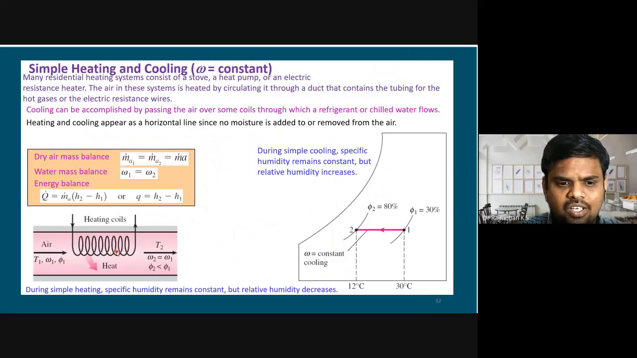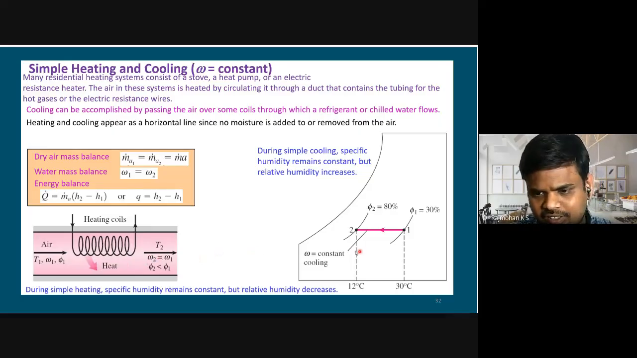Okay, and if you look at a process like simple heating, what is to be done? The air enters with a temperature and with a particular humidity. What we can do is, there will be a heating coil in the system, so the air will be heated. Okay, and there won't be any change in the moisture content of the air. So in that case, you can see that initially we have a temperature T1, 12 degrees Celsius, and it can move towards another temperature where we have 30 degrees Celsius, right?